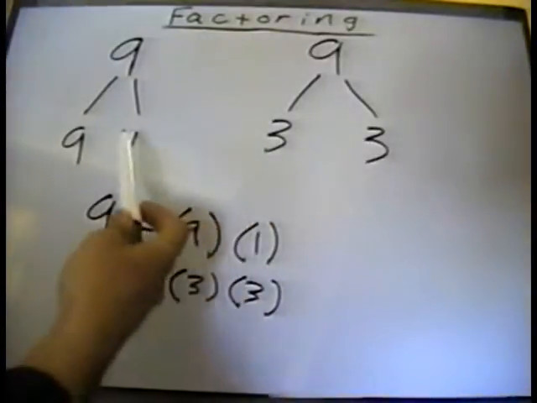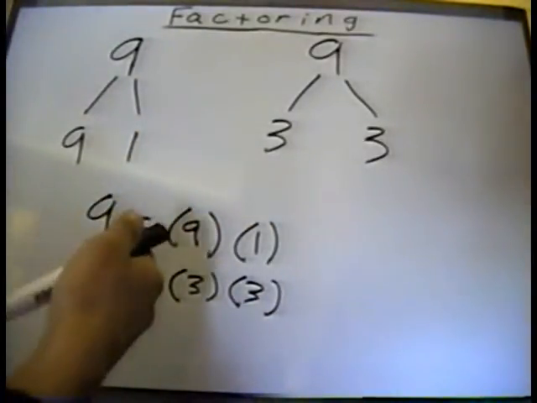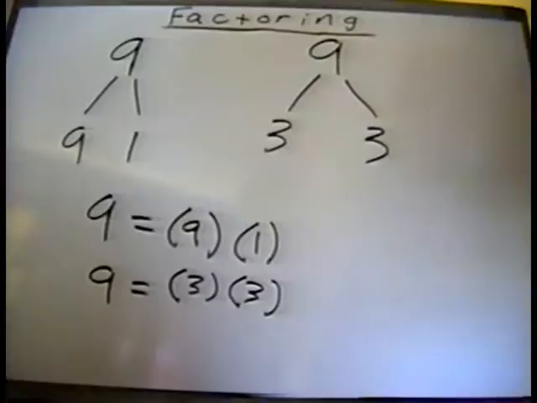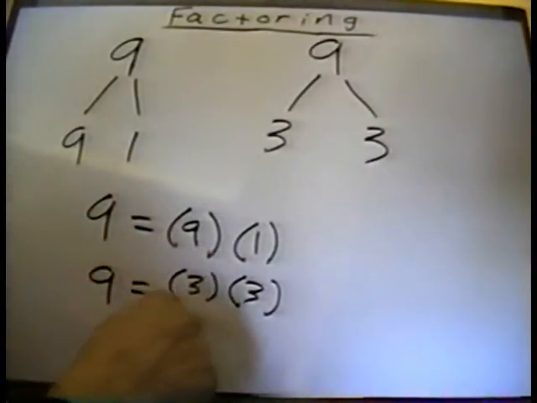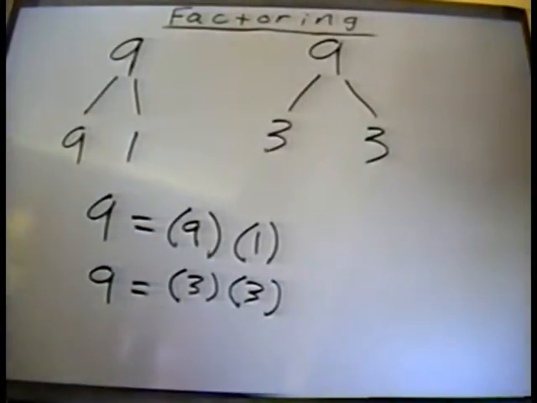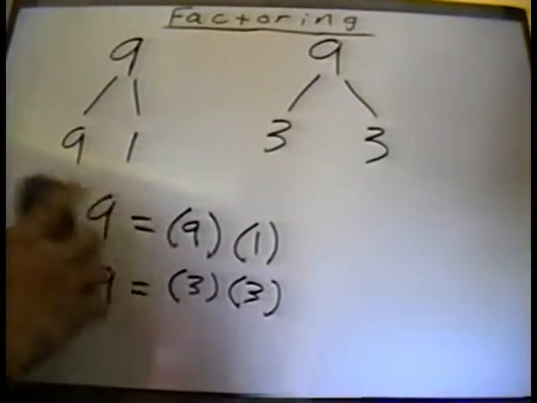Now here for 9, the factors of 9 are 3 and 3, or 9 and 1. And we say 9 equals 9 times 1, or 9 equals 3 by 3. Okay? So for 9, we have 3 by 3.